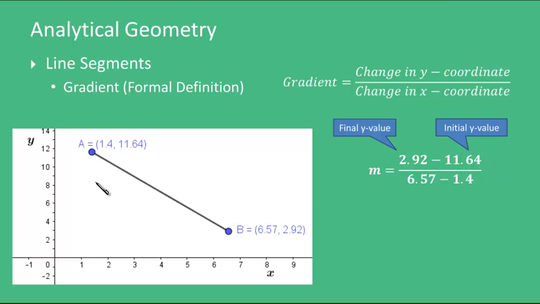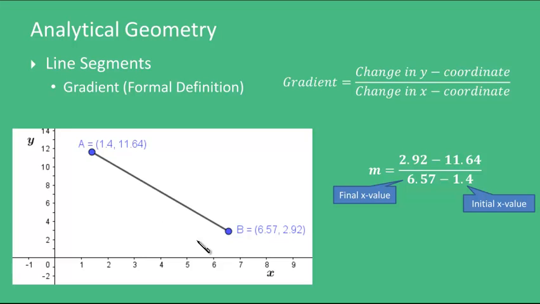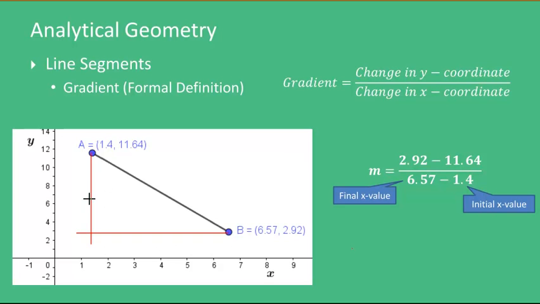So that's the length of this line segment here. You need to visualize the little triangle here, and we're going to divide that by the change in the x-coordinate, which is the final x value, 6.57, minus the initial x value, 1.4. Again, you need to visualize this line segment here. So the change in the y will give us this line here. So it'll be 2.92 minus 11.64. Notice I'm saying 2.92 minus 11.64 because I'm taking this point as my final point and this point as my initial point. We could swap that around, but let's work left to right, just so that we all work together in the same way.